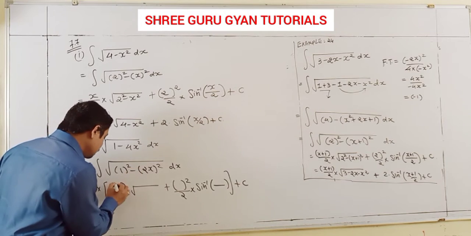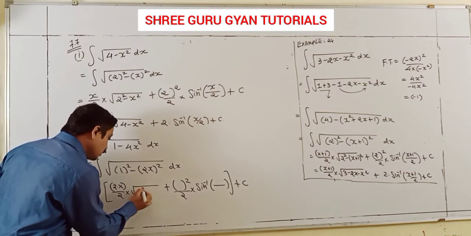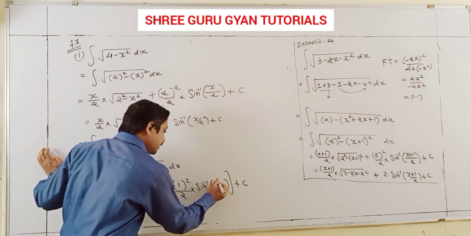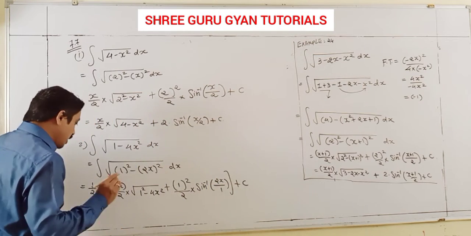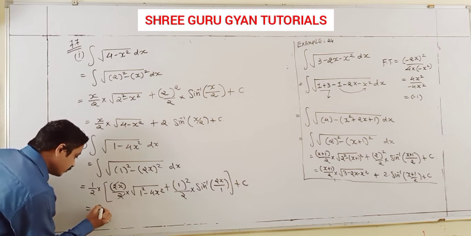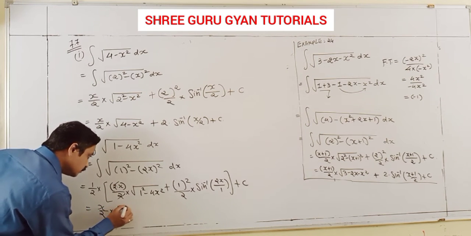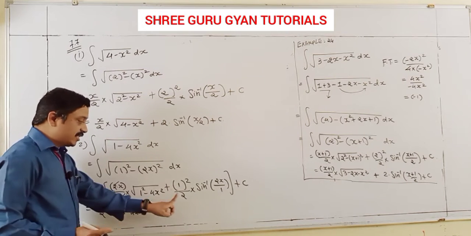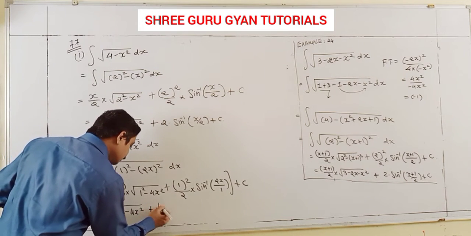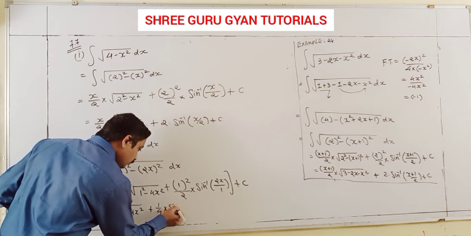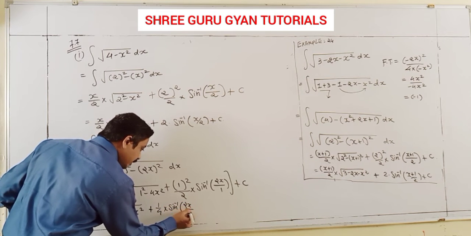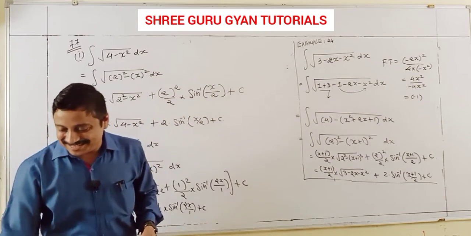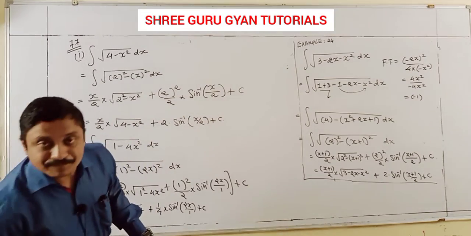What is your x? 2x. Under root 1 square minus 4x square. A is 1. And same as here, write down 2x by 1. So I write my final answer, x by 2 root 1 minus 4x square. This half and this half, 1/4 sine inverse 2x. And this also, students, very happily done. Continue going ahead slowly.